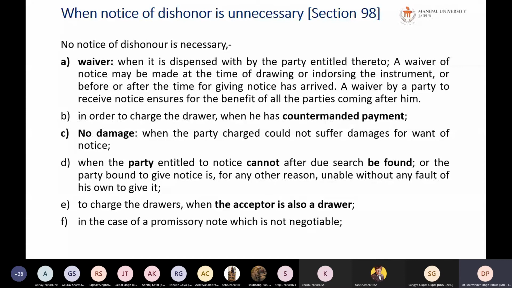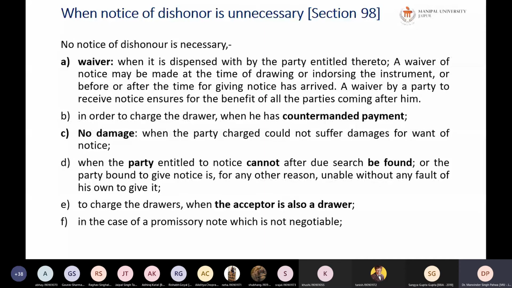When the party entitled to notice cannot, after due search, be found, like Vijay Mallya absconded, okay. In that case, to whom to serve the notice? People may abscond, they may vanish. Next, to charge the drawer when the acceptor is also the drawer, and in case of a promissory note which is not negotiable, also there is no notice required.